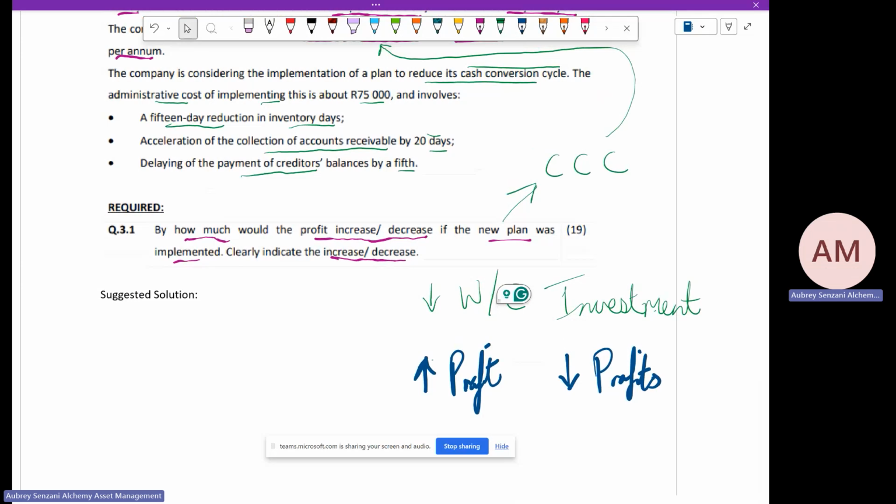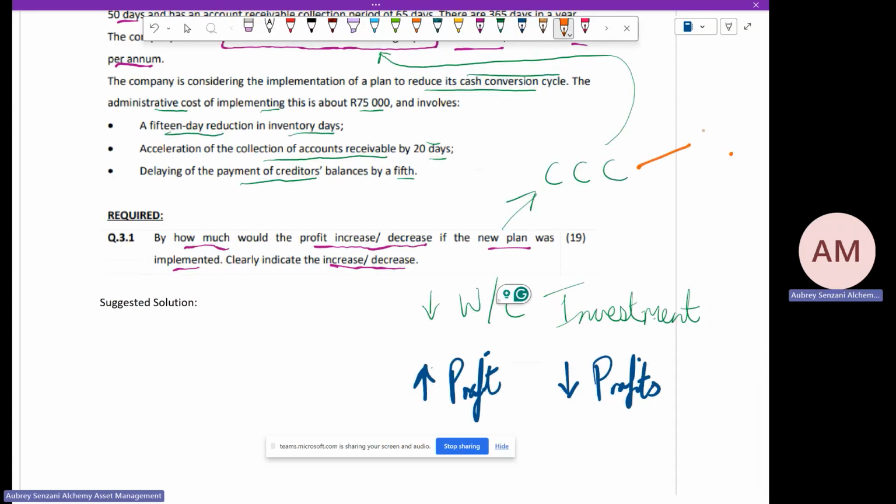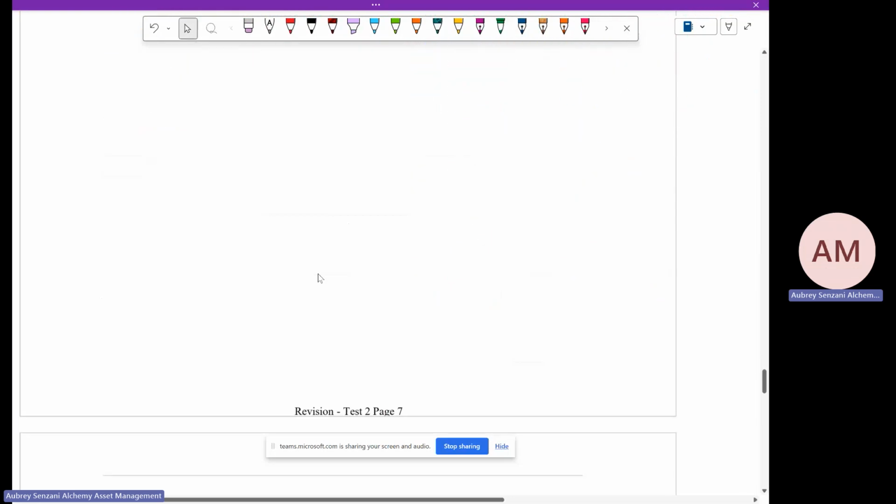So in other words, we're basically now going to compare, one, our current CCC versus our proposed. They just changed the words, 100%. But it's the same stuff, isn't it? Okay, right. So let's see what we then now need to do.